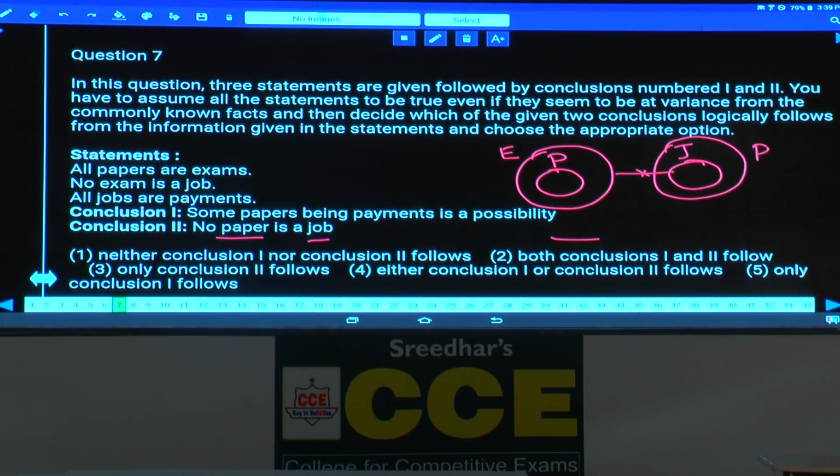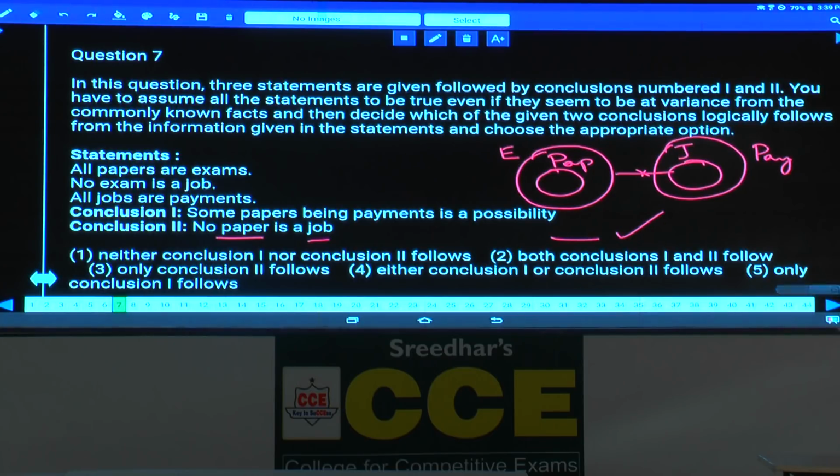Now no paper is a job. Now paper is a job, these are papers, isn't it? And whatever this one, this P stands for what? This P stands for payment. And now in this one, no paper is a job is definitely true. As of now, the second conclusion is true. And the second one is what?